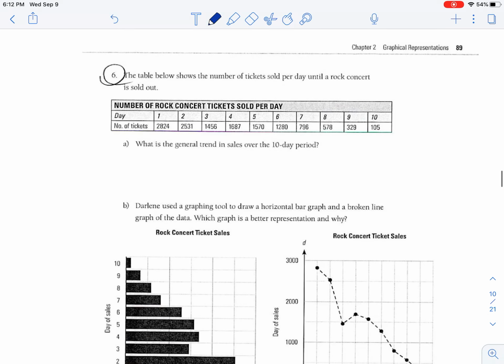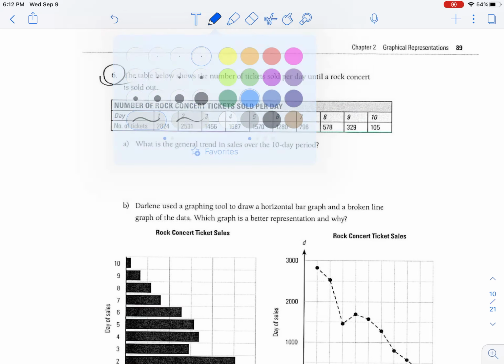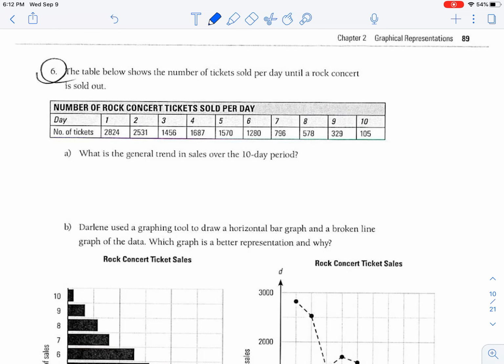Okay, so let's look at number 6 together. So the table below shows the number of tickets sold per day until a rock concert is sold out. What is the general trend in sales over 10 days? So we can see our days here and our number of tickets here. What do you notice about this table? On day 1, they have 2,824 tickets. Day 2, they have 2,531 tickets. So they are decreasing in ticket number every day that comes after the next. Okay, so if you're decreasing, that's the general trend.